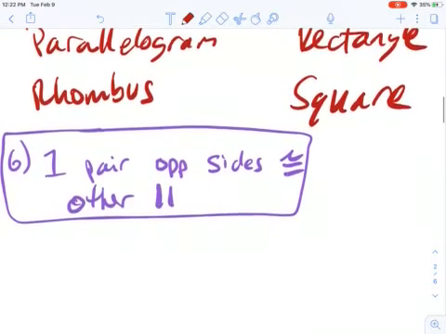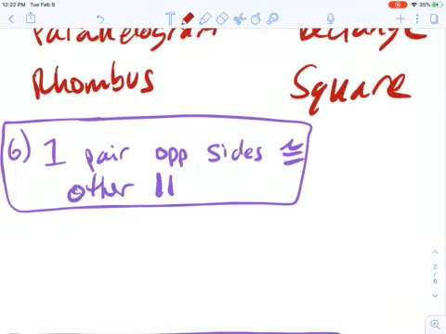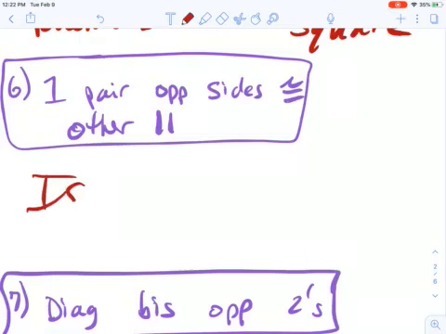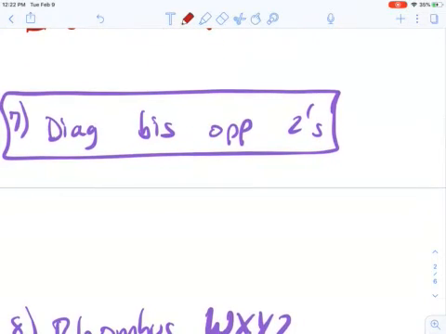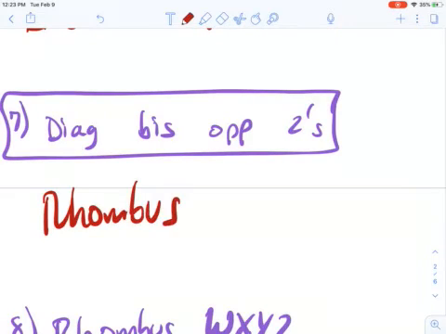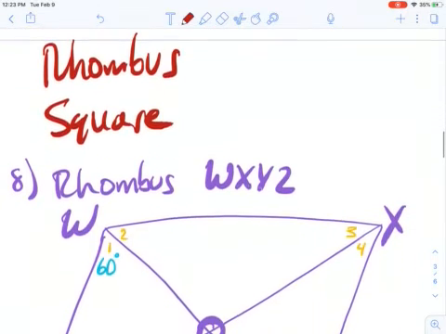One pair of opposite sides are congruent and the other sides are parallel is an isosceles trapezoid. And the last property, a diagonal bisects opposite angles in a rhombus, which means also a square.